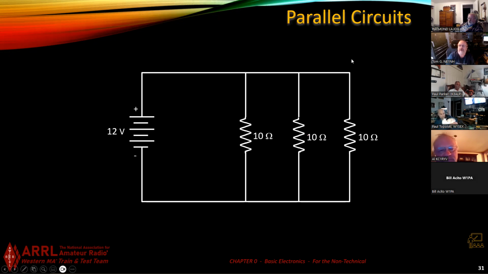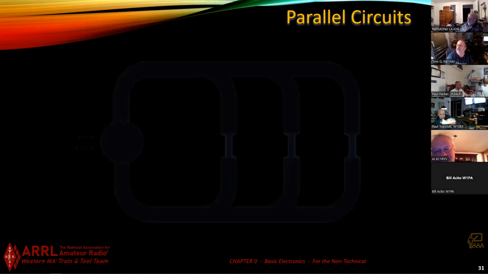Parallel circuits. Okay. We're going to use the water pipes again, but they behave a little differently this time. So now we have 10 ohms here, 10 ohms here, 10 ohms here, 12 volts. So all we did was rearrange our 10 ohm resistors into a parallel circuit, right? Simple, easy as pie.